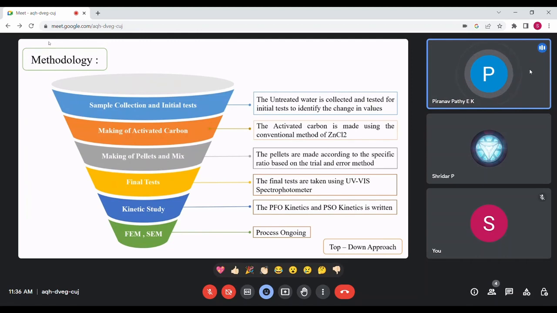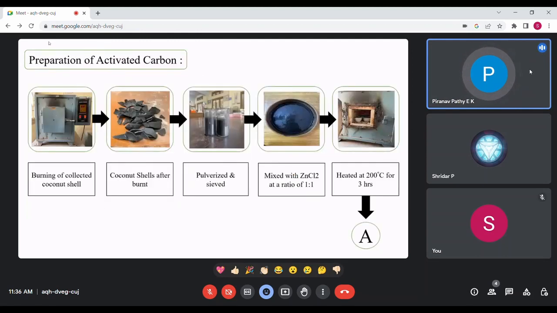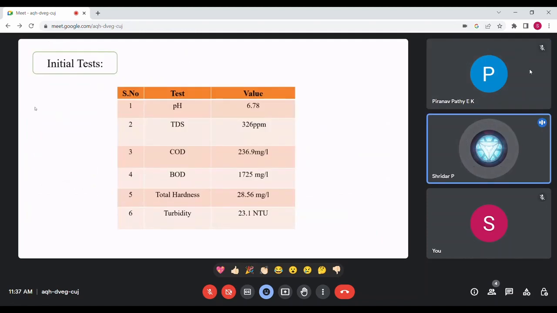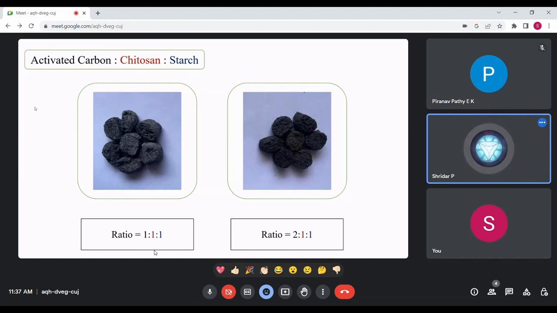Here, the method is given as a top-down approach, activated carbon. Here is the picture description of it. These are some of the initial tests which we carried out on the raw sample. As we already said, we have made pellets in different ratios. The ratios 1:1 and 2:1 are pictured here.